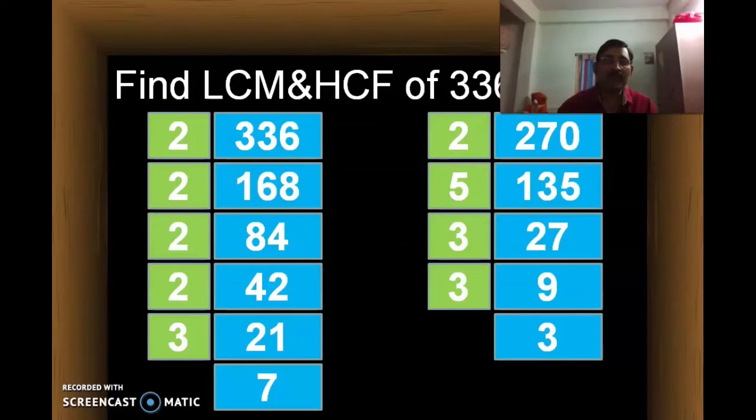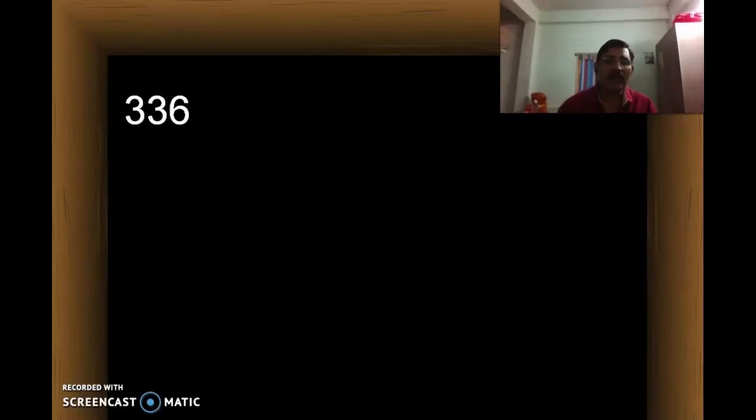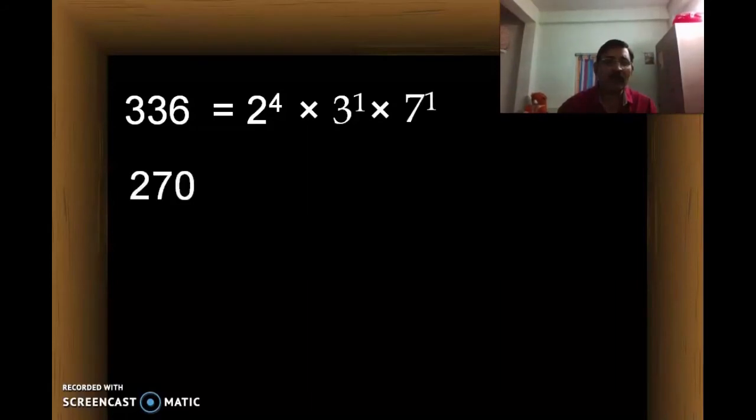Now these prime factors we take and we try to find out LCM and HCF. Now first we are considering 336, which is the product of 2 power 4 into 3 power 1 into 7 power 1, which we already found. Next you take 270, which is 2 power 1 into 3 cube into 5 power 1.